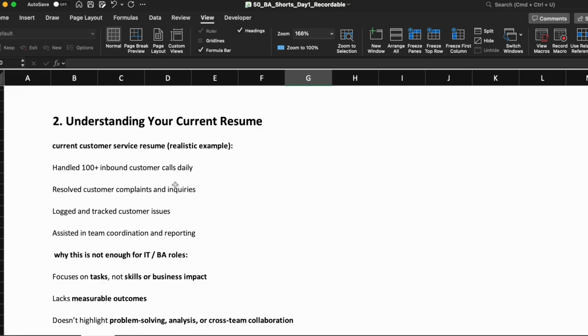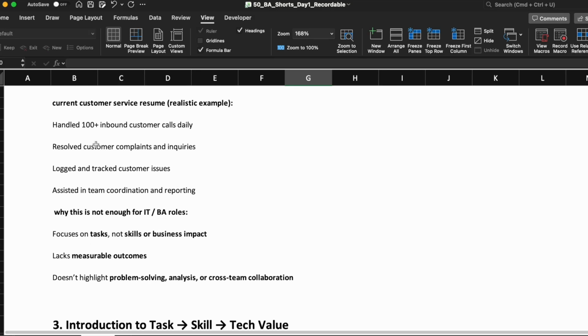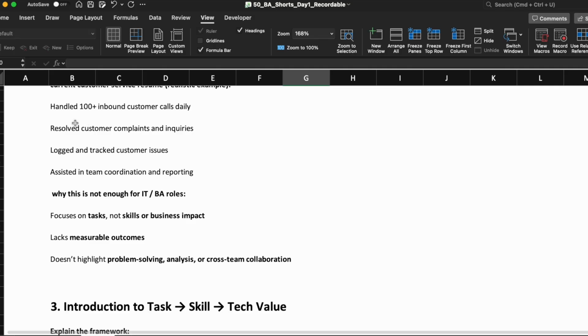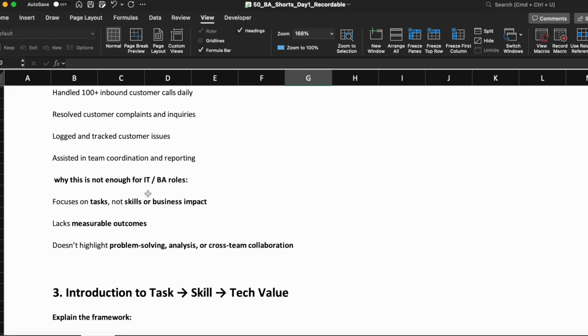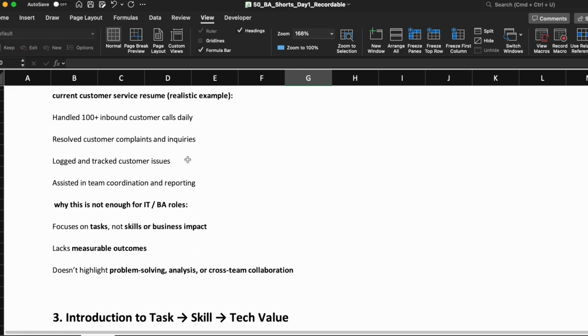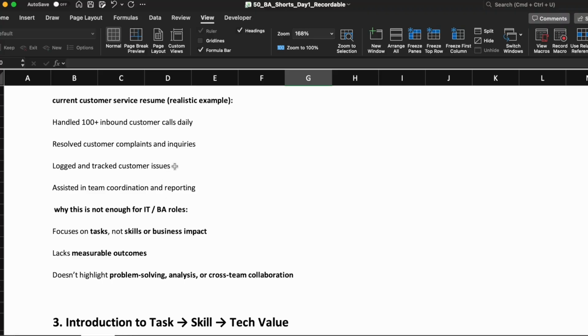So in the current resume, you have something listed like: handled 100 inbound or outbound calls daily, resolved customer complaints and helped customers resolve their problems and inquiries, logged and tracked customer issues, assisted in team coordination and reporting. So why is this not enough for IT or BA roles? Why are recruiters rejecting your resume if you send this for your business analyst role?